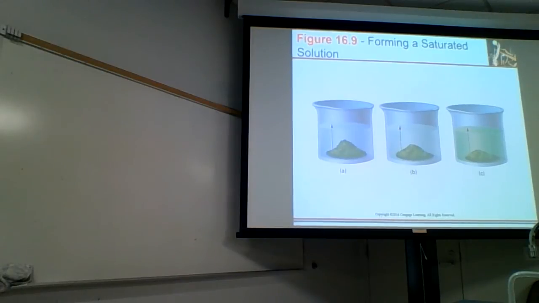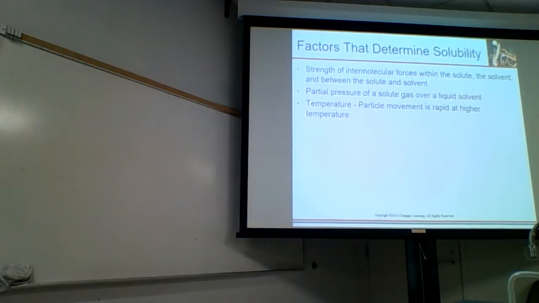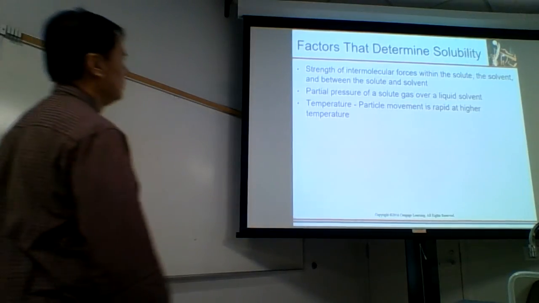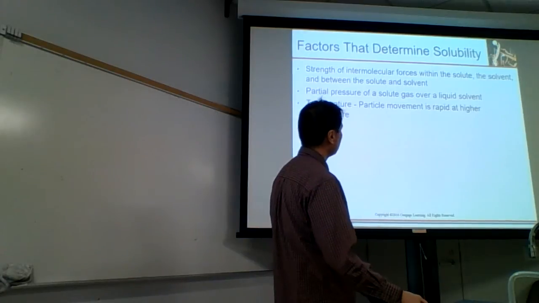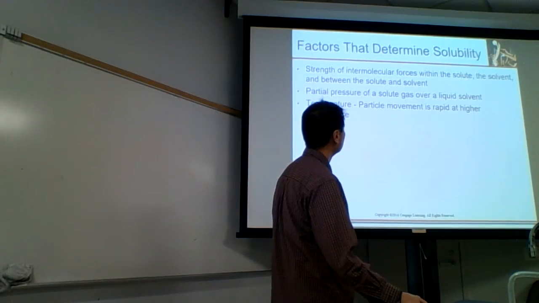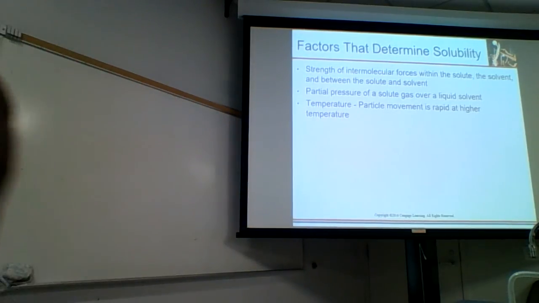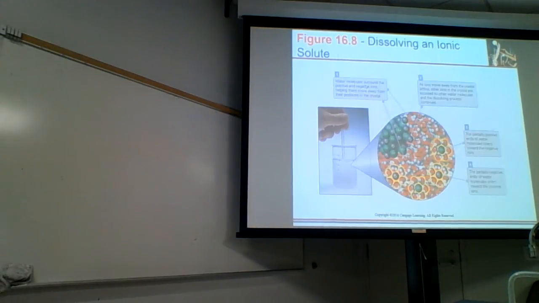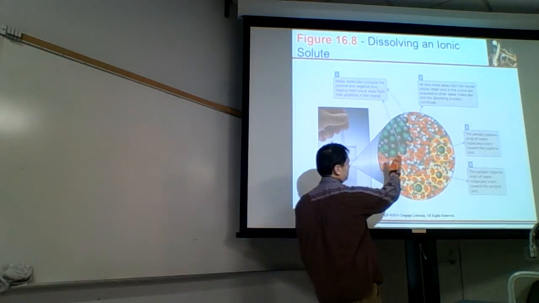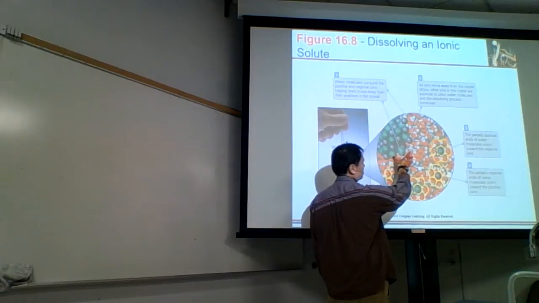So what determines how soluble something is? What determines how soluble something is are the strength of the forces holding the solute, solvent, and solute and solvent together. In other words, the strength of the forces of the solute, let's look at that. It doesn't have to be intermolecular, it could be bonds. So how strong are the bonds in the salt? If the bonds are too strong, the salt's not going to dissolve.